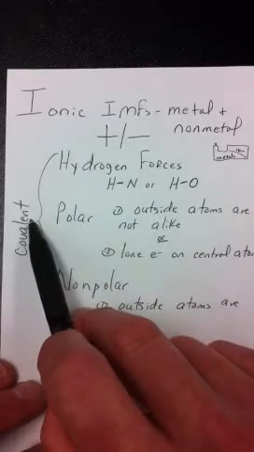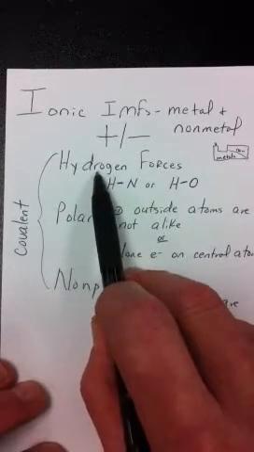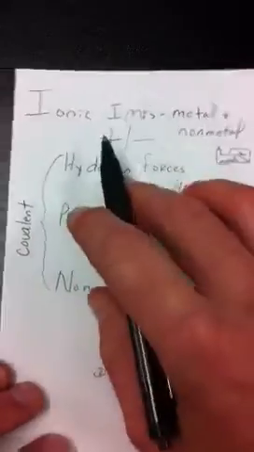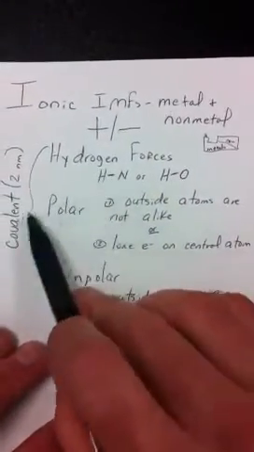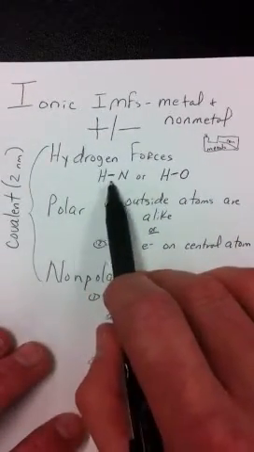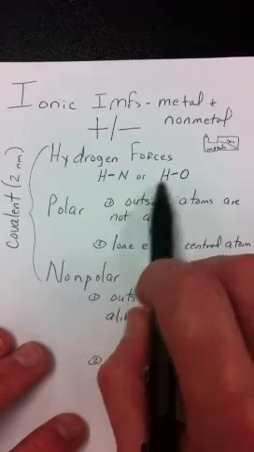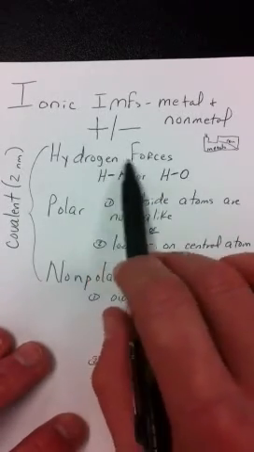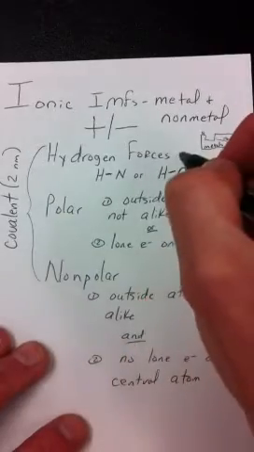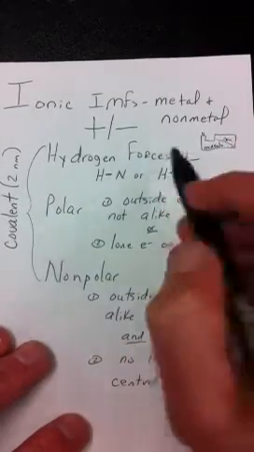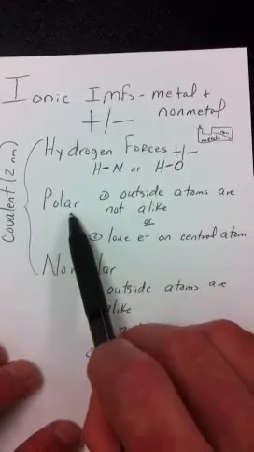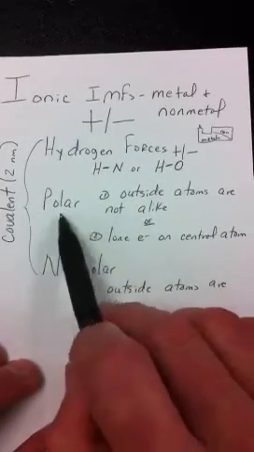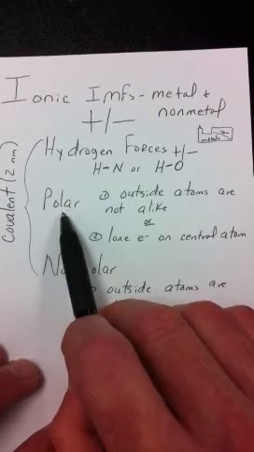There are some covalent compounds that give us hydrogen forces, and a covalent compound occurs when you have two nonmetals joined together. So if your covalent compound has hydrogen attached to N or hydrogen attached to O, nitrogen and oxygen, you have hydrogen forces. And these are still fairly positive and negative, but they're not quite as negative as the ionic forces. Polar covalent compounds, okay? It's really proper to say a polar force.